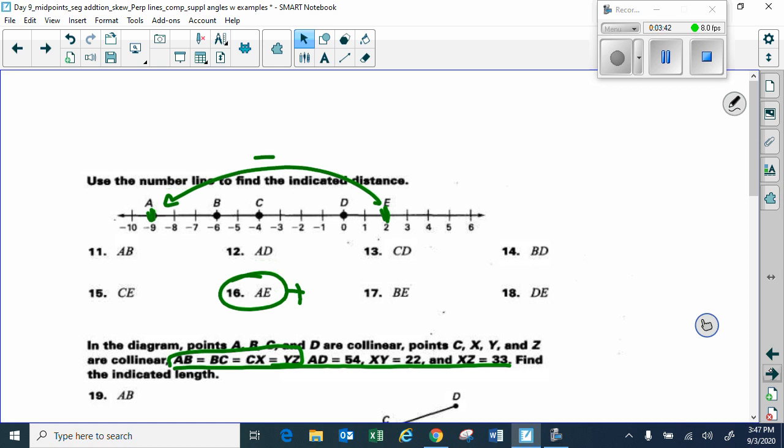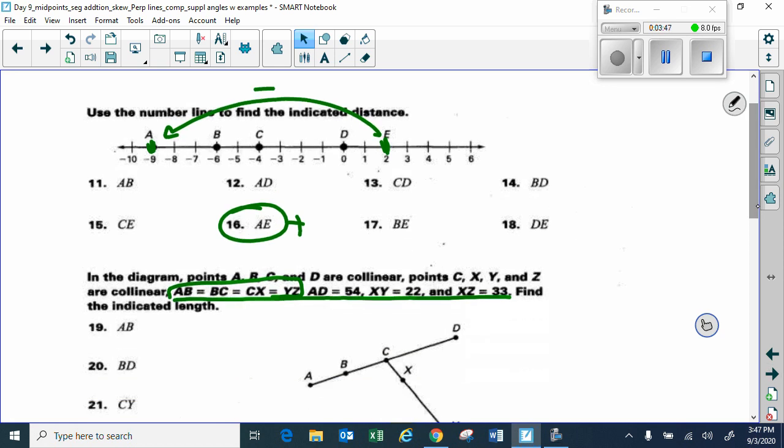All right, next, we're doing distance on a number line. So all these are distance, right? Distance from A to B, A to D, C to D. So I chose to do 16, A to E. How far from negative 9 to positive 2? Okay, well, from negative 9 to 0 is 9, plus 2 more is 11.